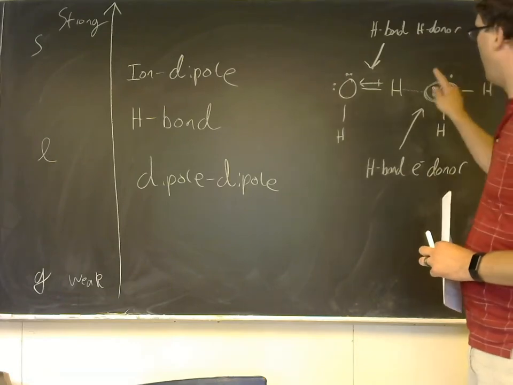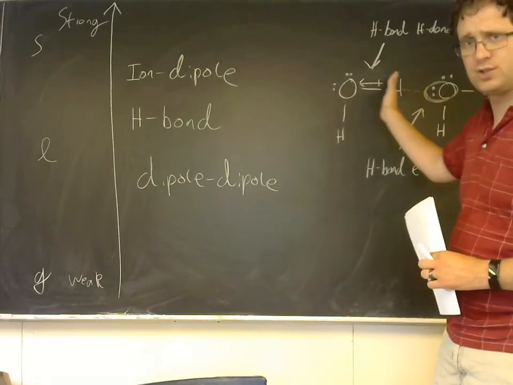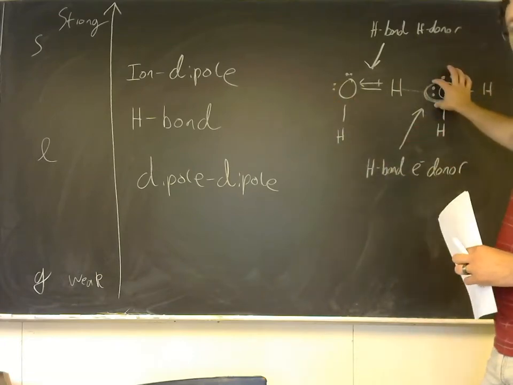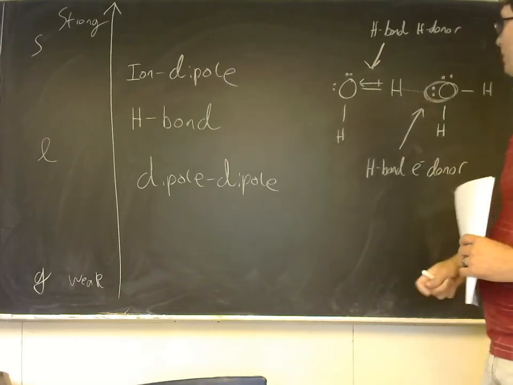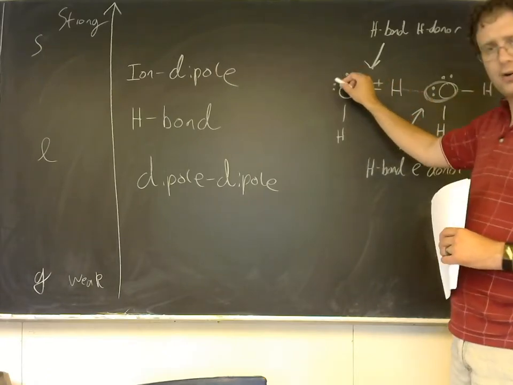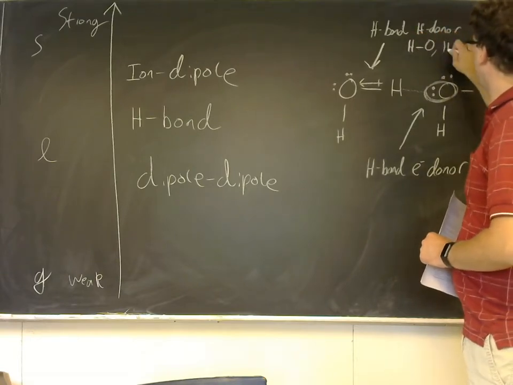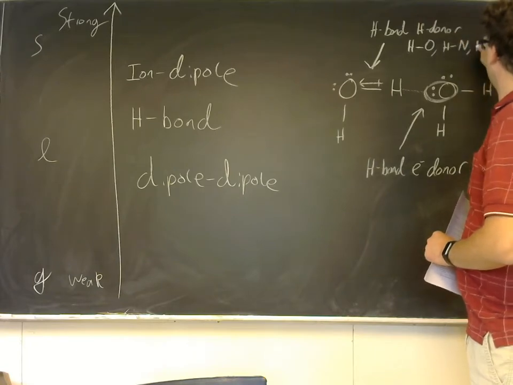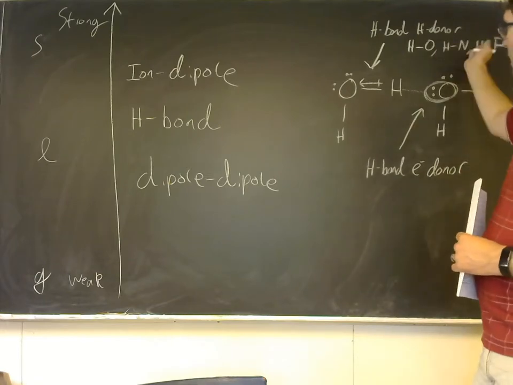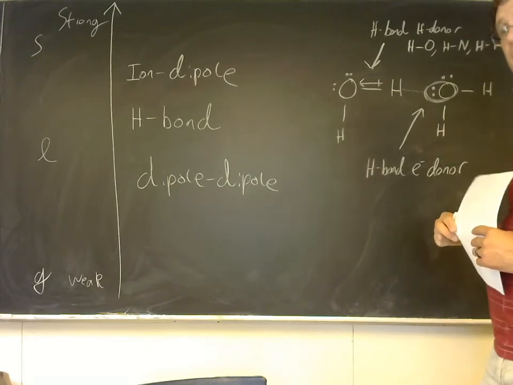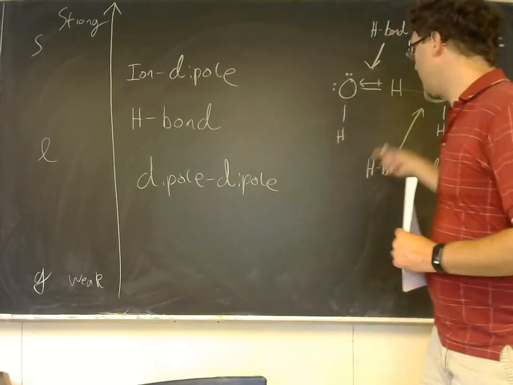If it has a hydrogen that has been bonded to a highly electronegative atom and therefore been stripped of its electrons, and if you have a free lone pair that is attached to a highly electronegative atom, then that could be an electron donor. So the question is, how electronegative does the other atom need to be? In this case, hydrogen-oxygen, hydrogen-nitrogen, and hydrogen-fluorine bonds are really the only three bonds that can participate in hydrogen bonding. So hydrogens that are bound to oxygen, nitrogen, or fluorine are able to participate in hydrogen bonding.